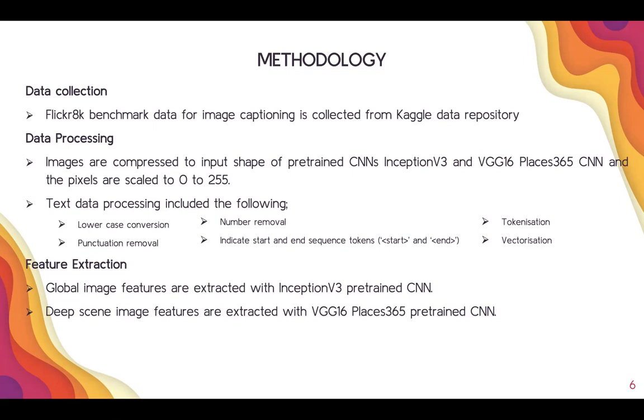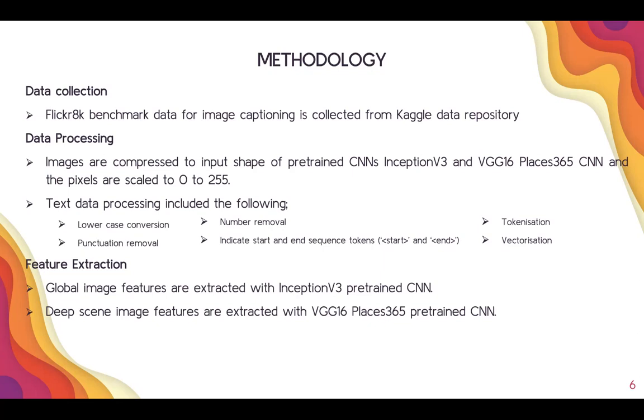For the text, first of all, we convert the text to lowercase, we remove punctuation, we remove numbers, and we add start and end tokens to identify the beginning and the end of the sentence to the model. And then we tokenize, we break the sentence into subsequent words. Then we vectorize these words as numbers using word-to-ID and ID-to-word dictionaries.